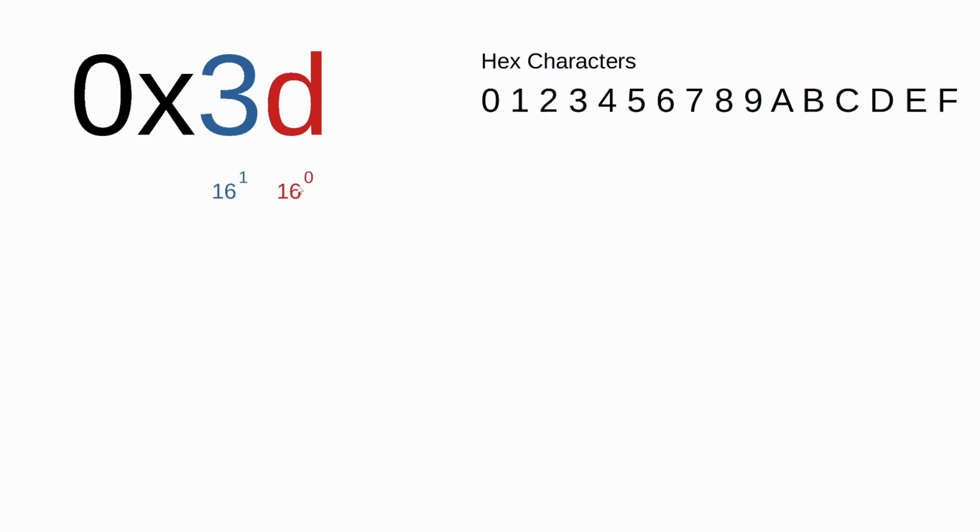So each of these columns is now 16 to the 0, which is still our 1s column, which makes sense. And then 16 to the 1 is 16. So this is our 16s column instead of our 10s column like we had before.